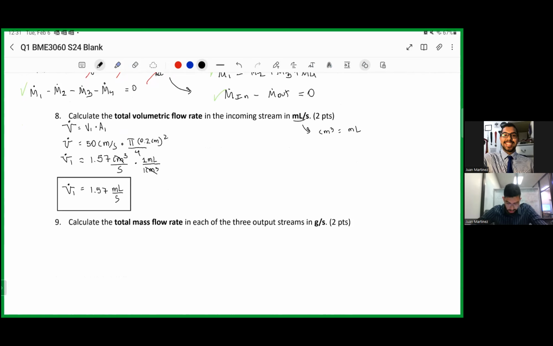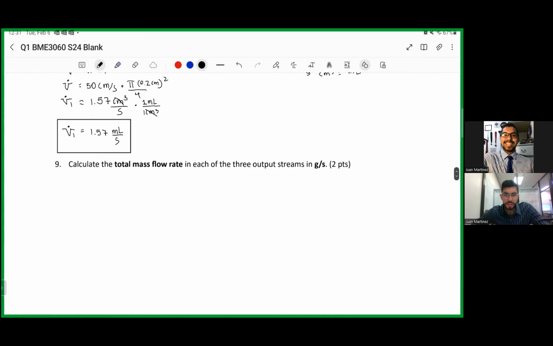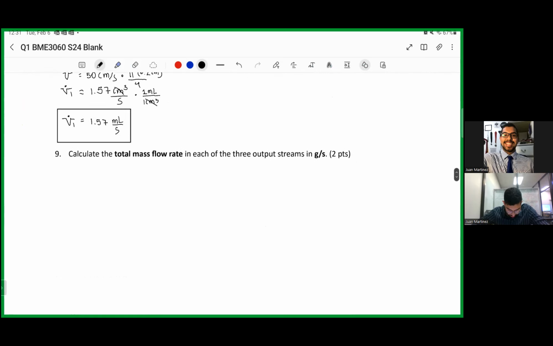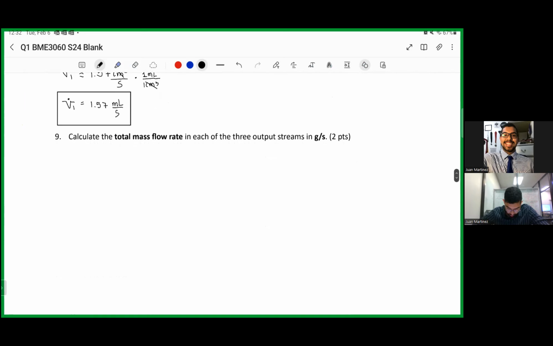Okay, all right, we're almost ready. I think the last question is 11, so we're killing it here. Okay, 9. Calculate the total mass flow rate in each of the 3 output streams.